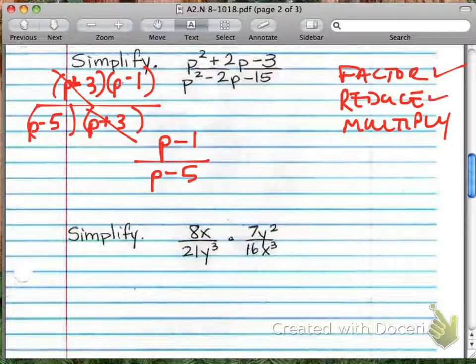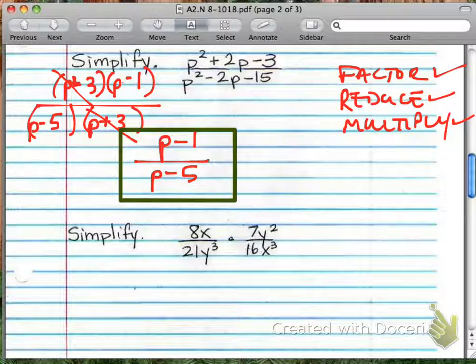Now, is there anything for me to multiply? No. So we factored, we reduced. There's nothing for me to multiply. So, everybody agree that's my answer? Okay.